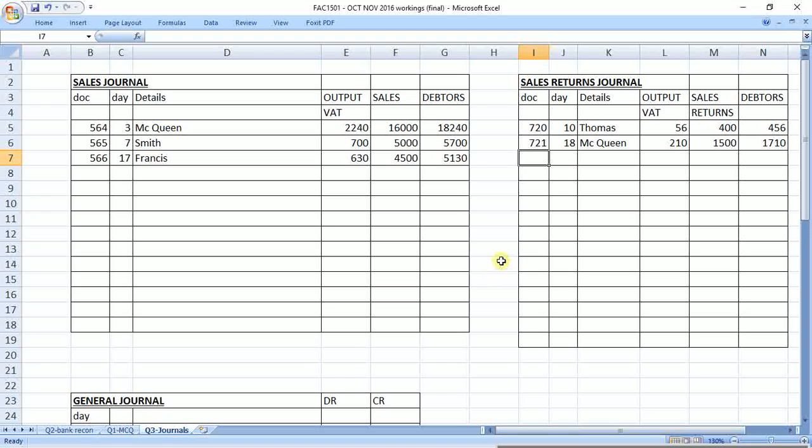Next. On the 25th, sold goods on credit to Miss B. Seifel. Okay, so it's sales journal. There you go.